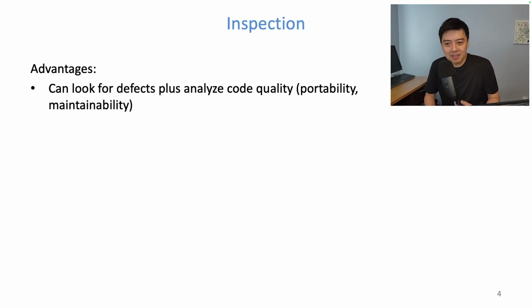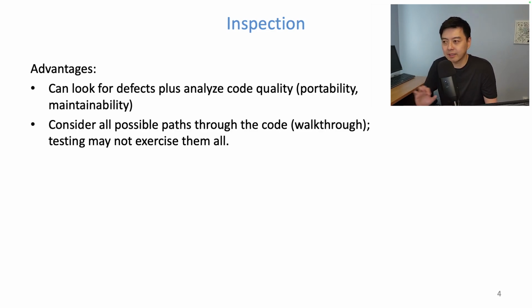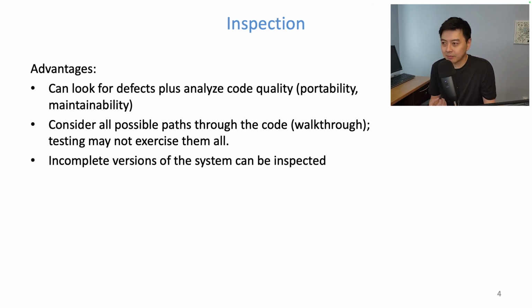So these things typically pertain to things like code reviews, right? So I can review your code to see if it is efficient or maintainable and all of that good stuff. And we can consider all possible paths through the code as well. So this is a walkthrough testing. We may not be able to exercise all of the different paths through your code. And so the good thing about this also is that incomplete versions of the software can also be inspected and could be walked through.